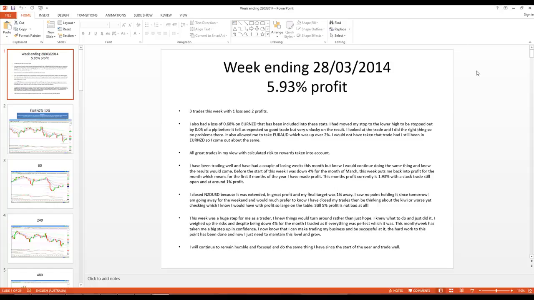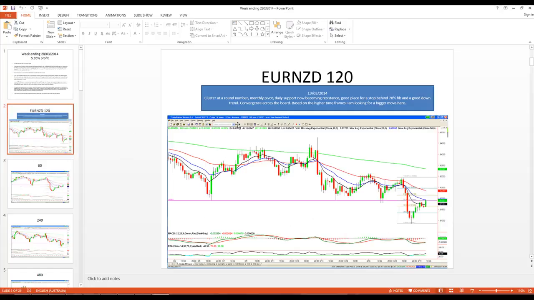third R, and that is reflect. What I can do is at the end of every week, I write this report. So throughout the week, I'm creating these slides of what I'm taking, why I'm taking the trade, and monitoring it like that. And then at the end of the week, I'll collate that week, reflect on that week, reflect on whether I traded flawlessly to my strategies, manage my risk perfectly, and any of the other things that are important.